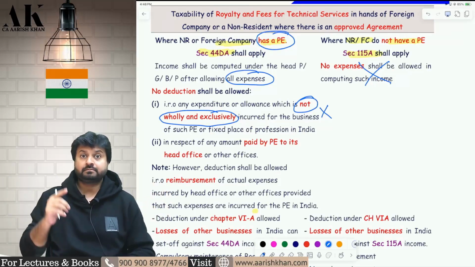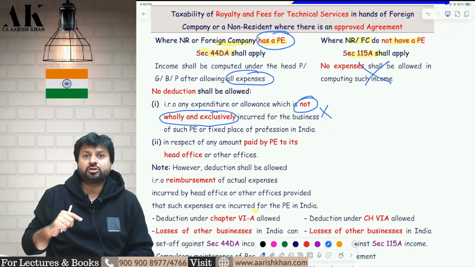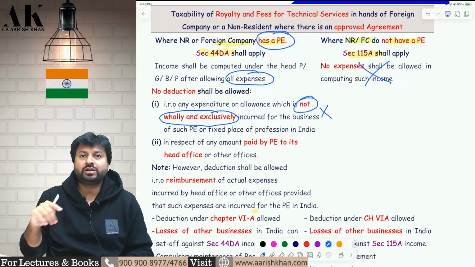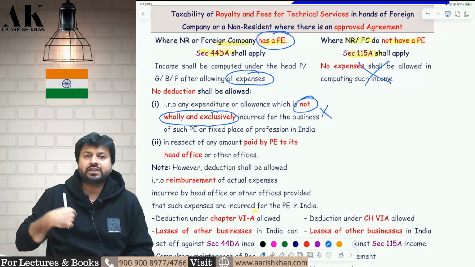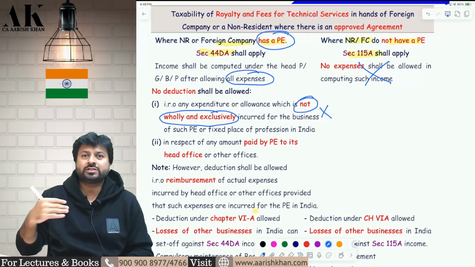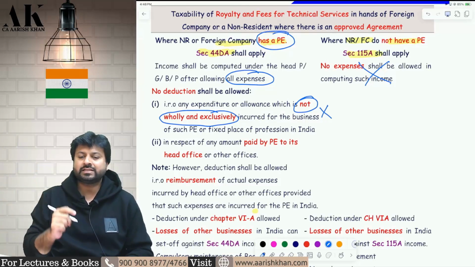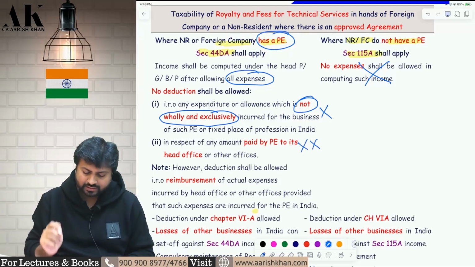Second case, if I take services from my HO and make payment to them, then that is also not allowed. The reason is, if an HO is providing you services and you are making payment to them, that is as good as payment to self only. Head office and branch are one and the same thing. Therefore, that is also not allowed under the income tax law.